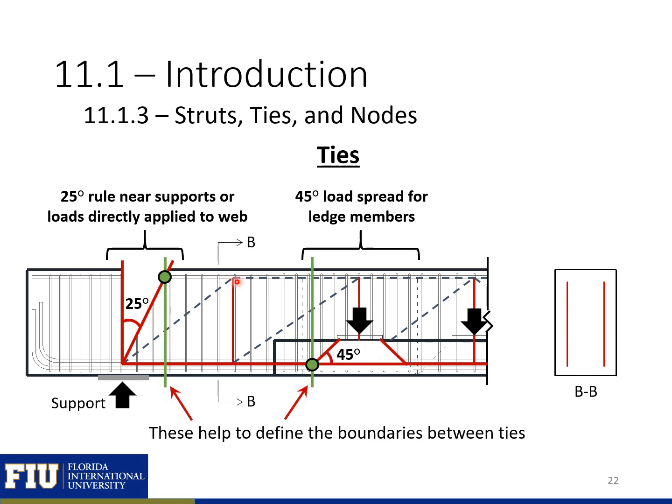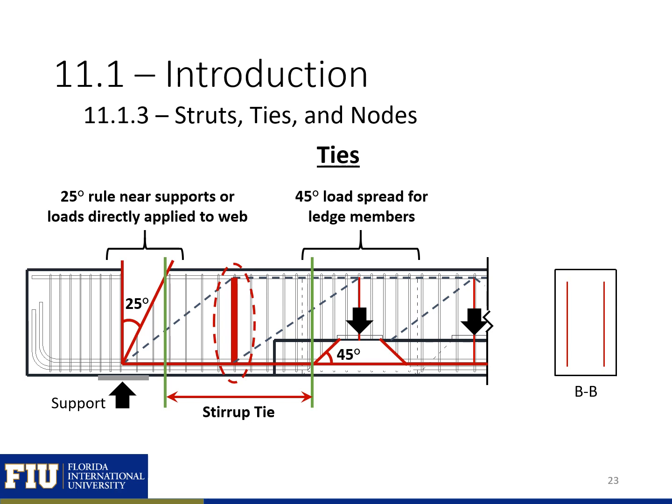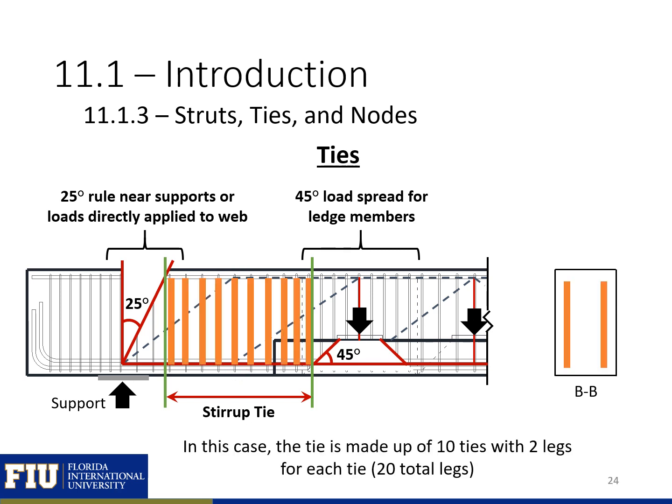Looking at our first tie here in the middle, we're going to need to use both of these rules, and we'll use these as boundaries for our vertical tie. Our left boundary you can see in green, and our right boundary is at the edge of this 45-degree load spread. So we'll count all the stirrups contained within this region into our vertical tie. So here is our stirrup tie, and here is all the reinforcement that we're going to count in that stirrup tie.